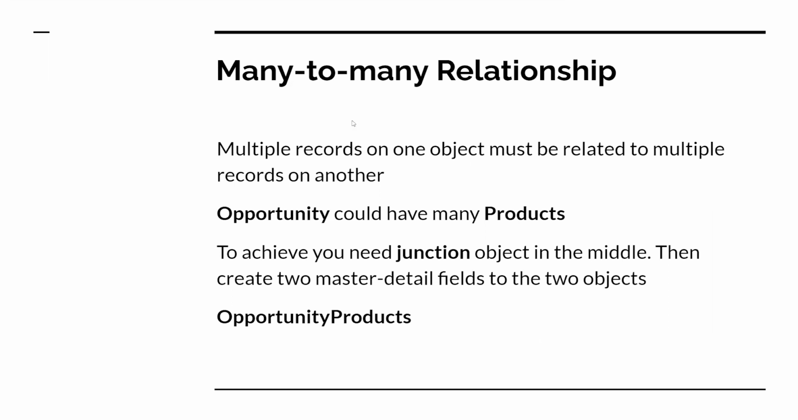Okay, so the next bit: many-to-many relationships. There are times where you'll need to relate multiple records in one object to multiple records in another. One of the most common examples, which you'll see a lot, is an opportunity that could have many products. Say you're working in the industry sector and you need to sell 3 different generators to someone. You've got the opportunity, the deal, and you need to sell that product 3 times.